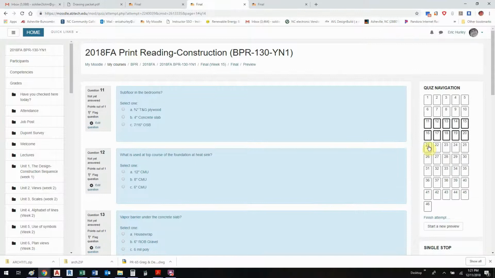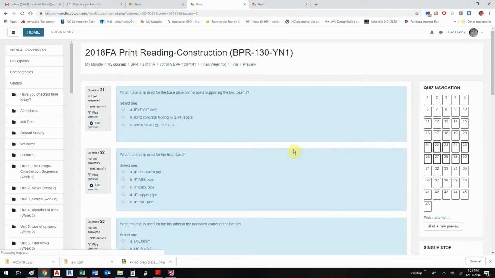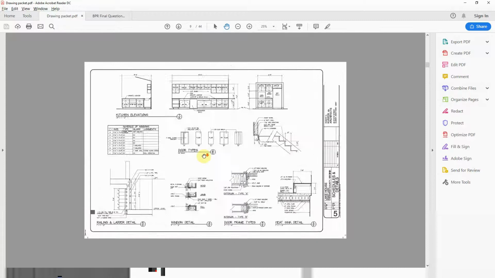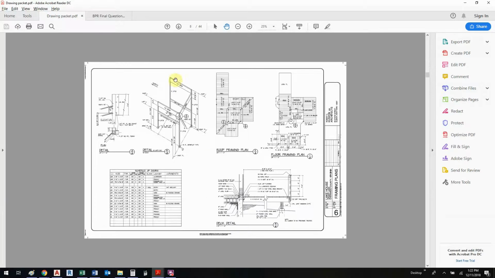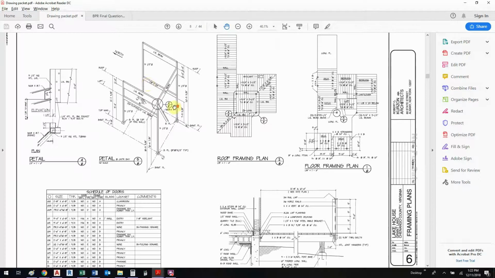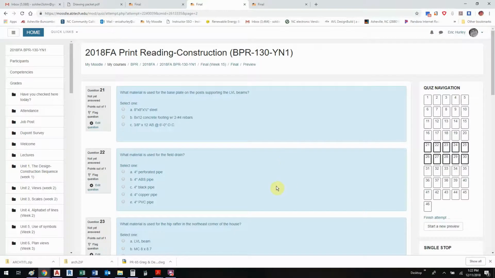So number 21. What material is used for the base plate on the post supporting the LVL beams? All I can tell you from this is look at the isometric detail on the plan. Go to this isometric detail. Don't forget about this isometric detail. This isometric detail also shows you that beam there. And that's another little hint for you.